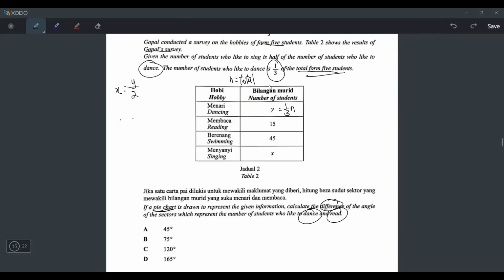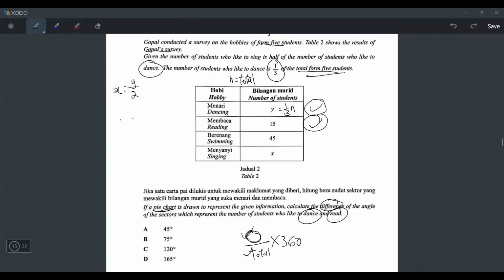First, I will find the number of students for dancing and reading. And then I'll find the difference. After I find the difference, I will take the answer over the total, which is over n, and then times 360. And then I'll get the answer. But first, I need to get the total. I need to know the difference of students dancing and reading first. So how to get the number?